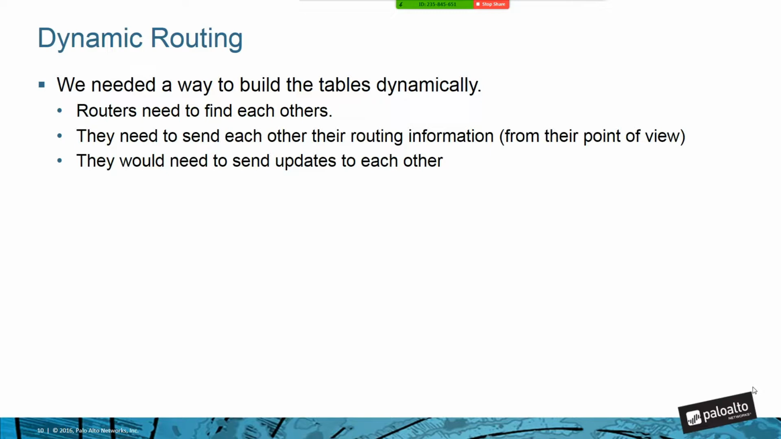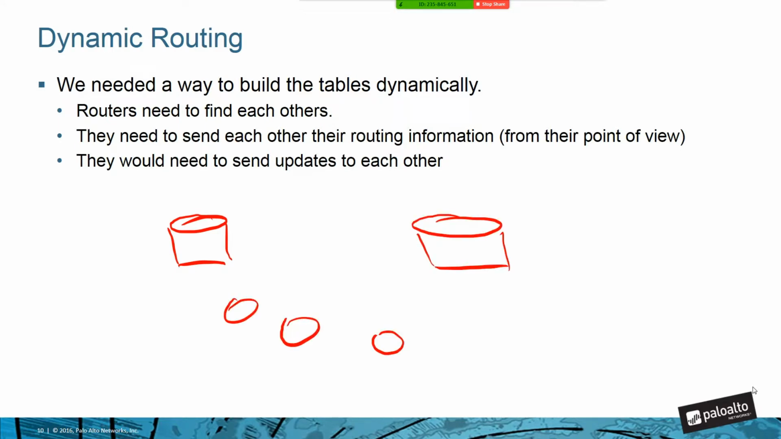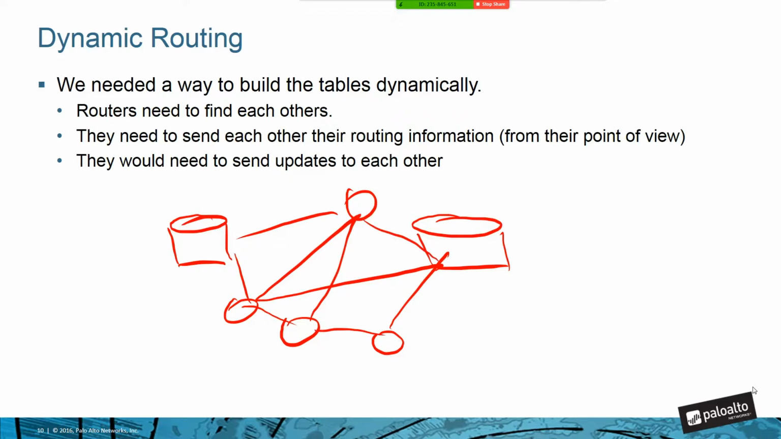The very first bullet item here says we need a way to build the tables dynamically. What that really means is if I have routers all over my network, let's say a network of about 50 routers, you need a way for them to find each other, exchange routing information, and build a cohesive, stable map of how to get from one network to another across the board. Otherwise, it becomes very difficult to manage this on your own.